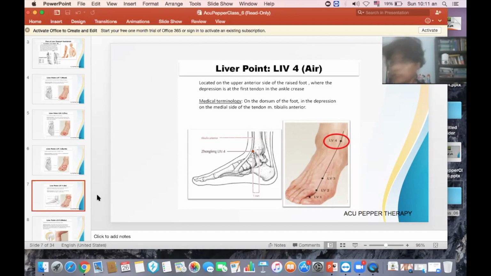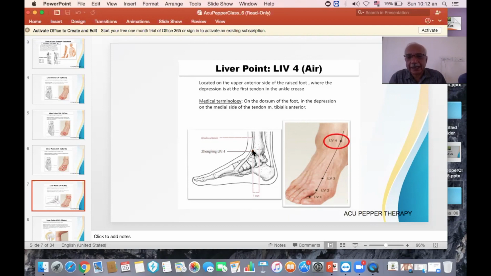Right. The next one is liver 4. How you can find it: when you lift this toe, this tendon will also lift up, just at the base of this toe. This is the ankle, just at the base of the toe. That is liver 4.